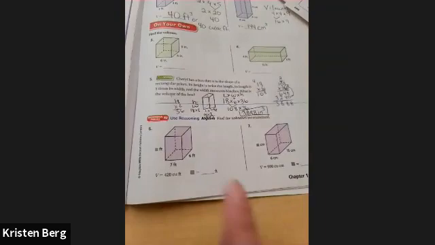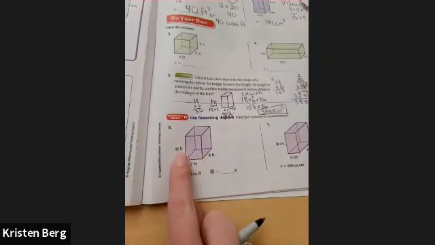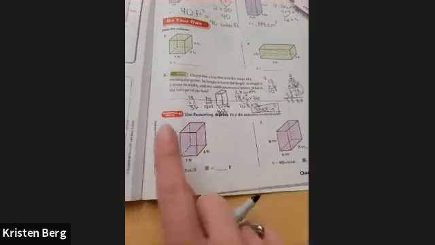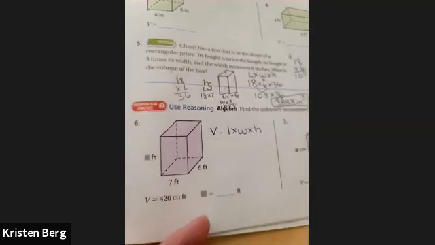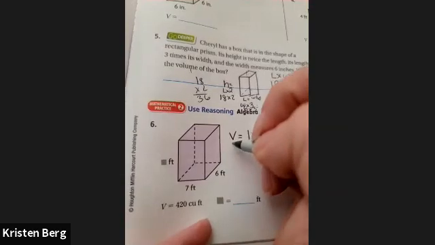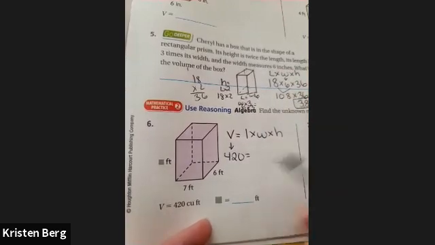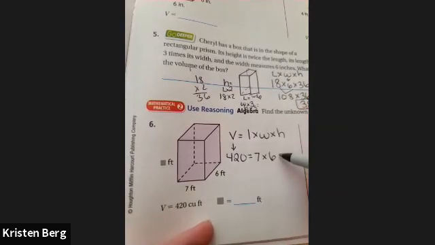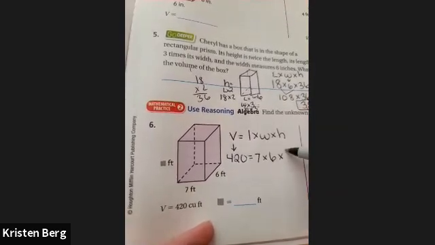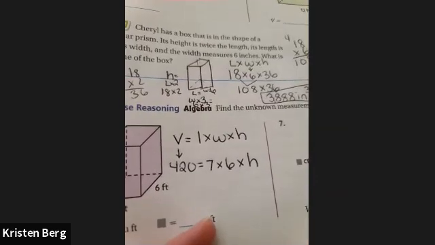All right, next we are going to do these. Now this one is telling us what the volume is, and they're giving us the length and the width, but we don't know the height. So in this case, we are actually going to have to use our volume equals length times width times height formula. So our volume is 420 equals length times width times the height, which is unknown. So I'm going to use my H as my unknown variable.